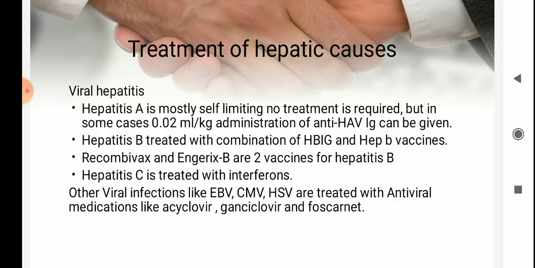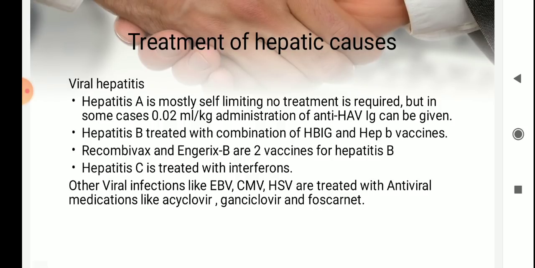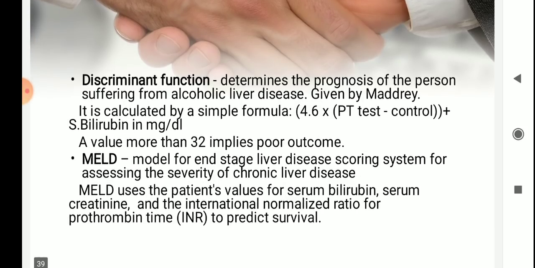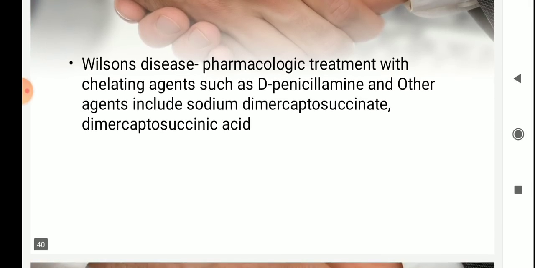Treatment of hepatic causes. Viral hepatitis: treat the virions. Any viral infection, treat it first. So the basic underlying disease is to be treated here. That's what this particular slide conveys, with the interferons or various cytokines. So again, different modalities of treatment depending upon the underlying disease. Wilson's disease: treatment with chelating agents like penicillamine.